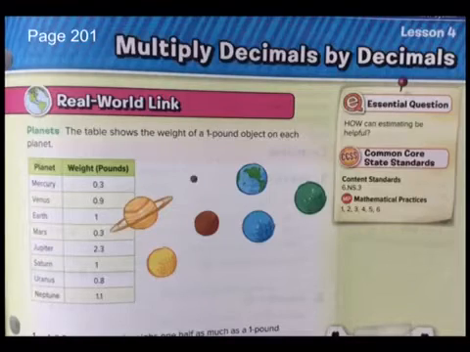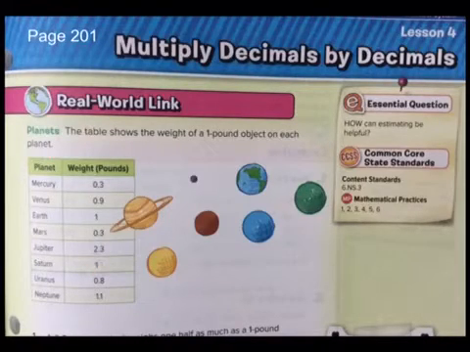Mercury is smaller than Earth, and 1 pound would be about 1/3 of a pound, 0.3, 30%. Venus, 0.9. So Venus and Earth are close to the same size, right? The weight is not that different. Earth is 1 pound. Mars is smaller, so the gravitational pull is less. Jupiter is much bigger. It's more than double the gravitational pull. It's 230%. Okay? And here we have Saturn.